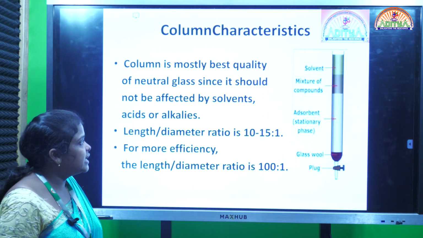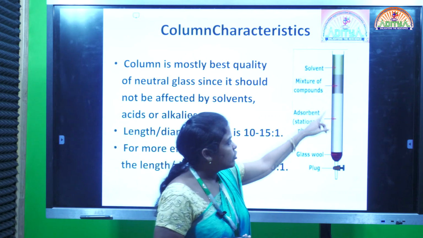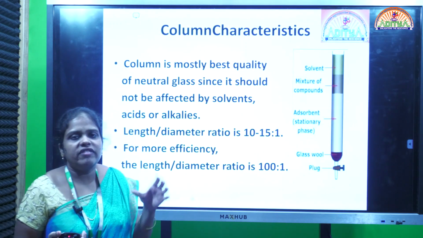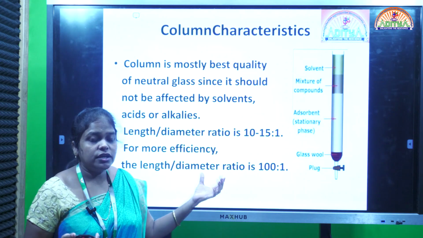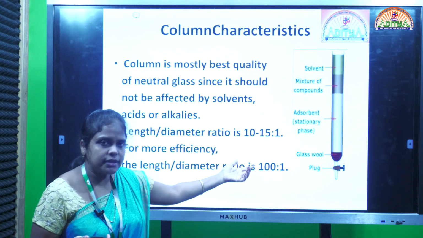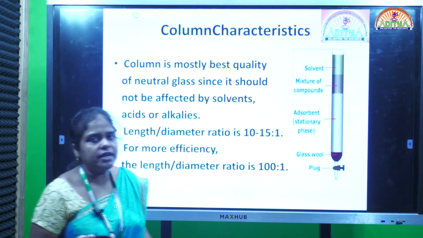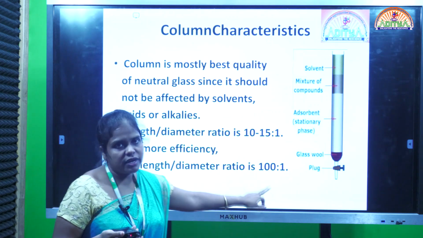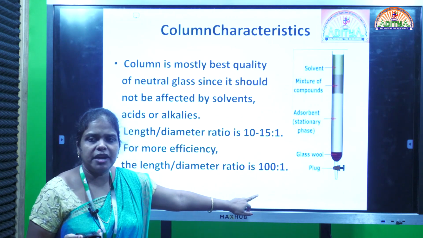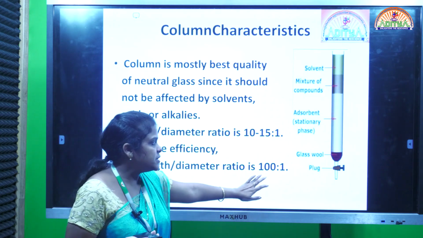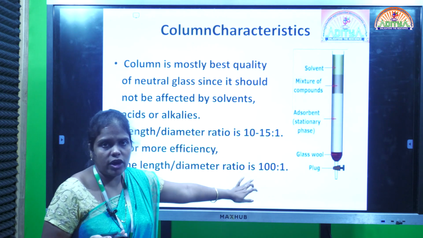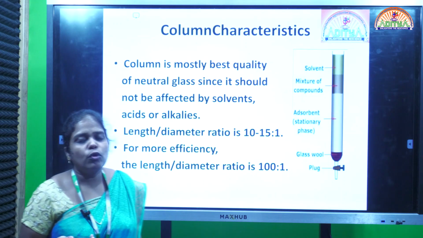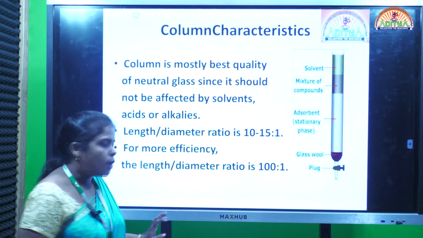And also the length and diameter ratio of the column. See, this is the length of the column and this is the diameter. Whatever column we are taking, the most efficient ratio of length and diameter is a 10 to 15 centimeter length column and 1 centimeter diameter. If you want more efficient separation, 100:1. That means for complex mixtures, if you want to separate a larger number of components, 100 centimeters of length to 1 centimeter diameter is more preferable for more efficient separation of complex mixtures.